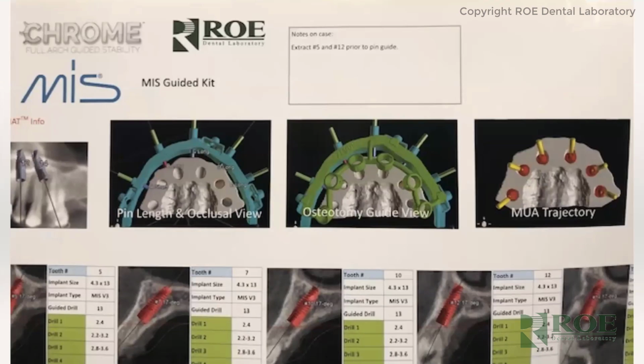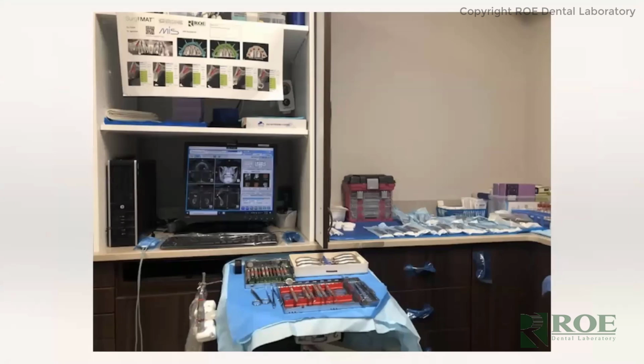If you take a look at the top, you have the notes on the case. We're going to have to extract number 5 and 12 prior to the pin guide. And the assistants let me know all this. They let us know what's going on. You can also see the angulation of the implants and what everything's supposed to look like. You can see the tooth position, the implant size, what implant type we're using, and the guide drill. And it'll also let you know about the multi-units. I love this. I think it's wonderful.